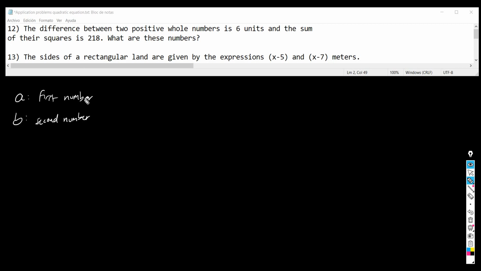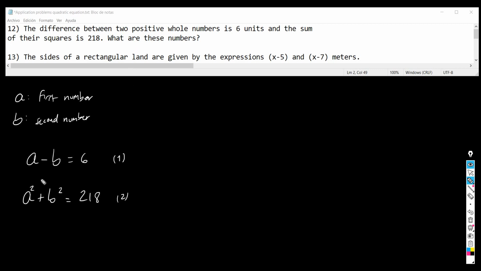And then I'm gonna start translating this language into mathematical equations. The difference between these numbers is 6 units, so I can write this. It doesn't matter which one you write first. It doesn't make any difference. Let's label this equation as equation 1. And then the sum of their squares is 218, so we're gonna write this. This is the second equation, okay?